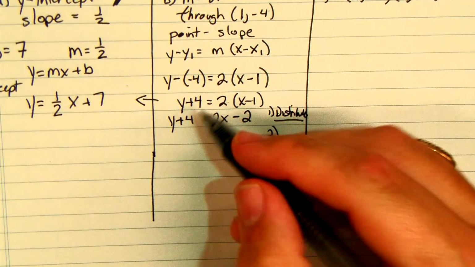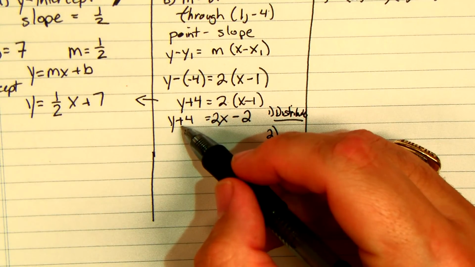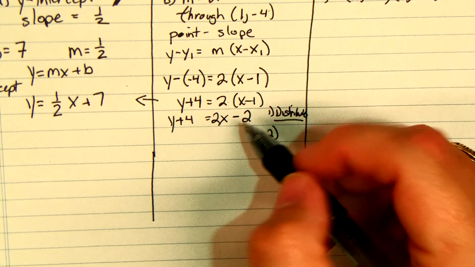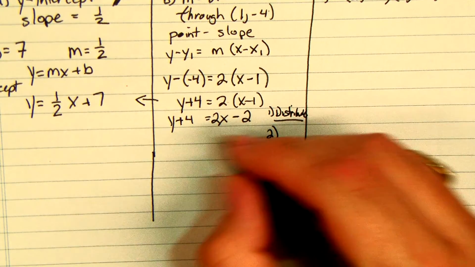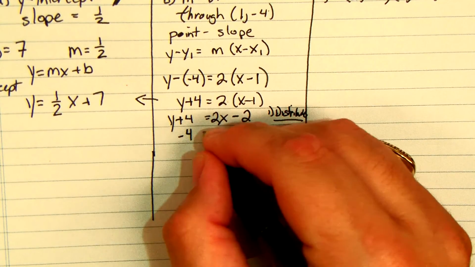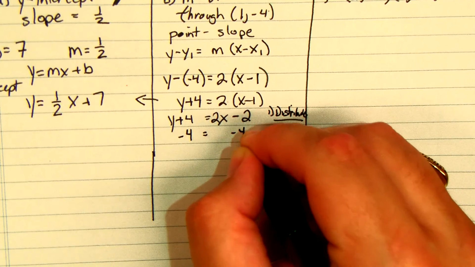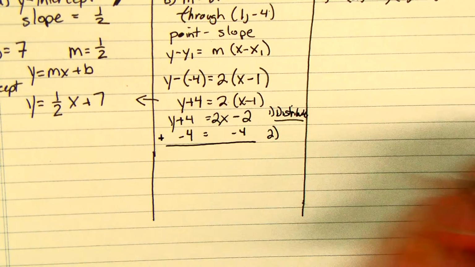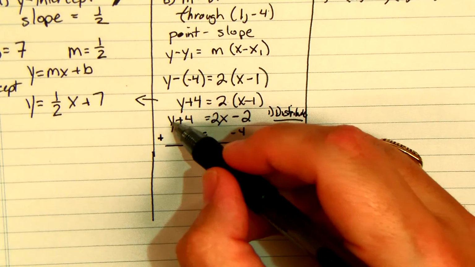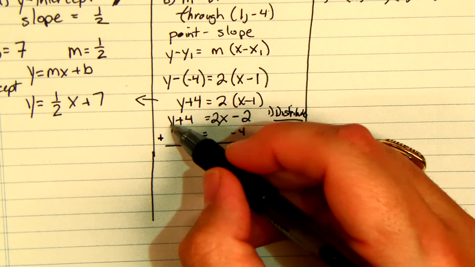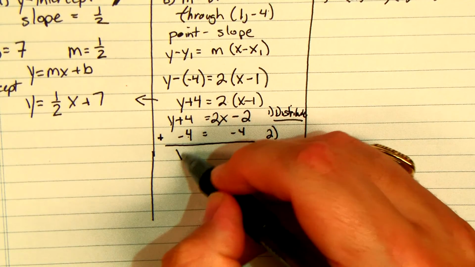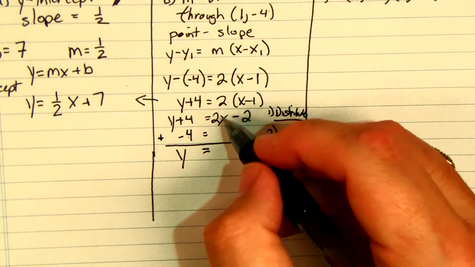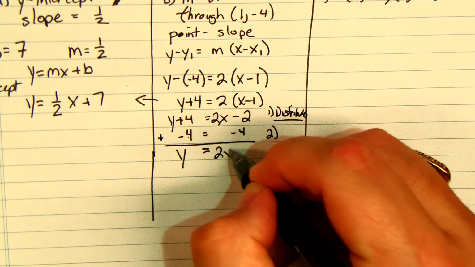Now the second step is always the same. I need to move that 4 from the left-hand side to the right-hand side. So I'm going to say -4 is equal to -4, so I can use my properties the proper way. Add the two equations together. Y plus 4 minus 4, that's just y. And that's 2x minus 6.